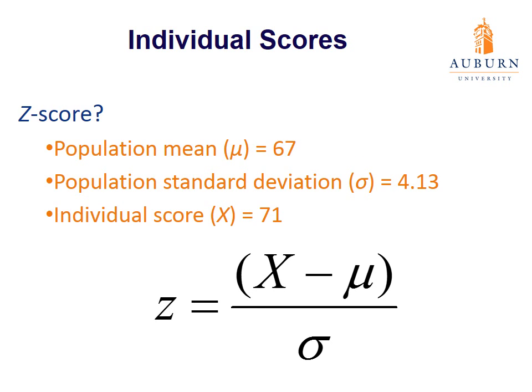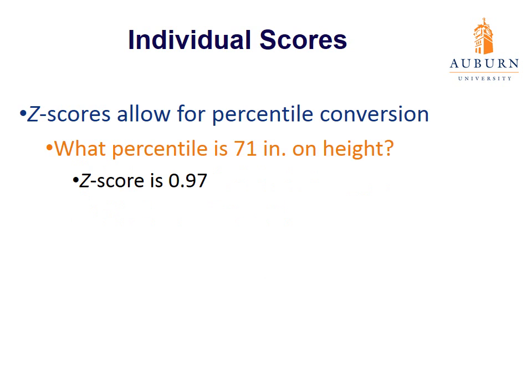The first thing we need to do is to take that score of 71 inches in height and convert it to a z-score. And we've done this before, so we've seen this in the last lecture. We would take our individual score, x, our individual value, and subtract it from the mean of the population height, which is 67 inches. So we'll take 71 minus 67, we get 4 inches, and we divide by the standard deviation of 4.13 inches. So that would give us a z-score of 0.97. So we could say that someone who is 71 inches tall also has a z-score of 0.97.